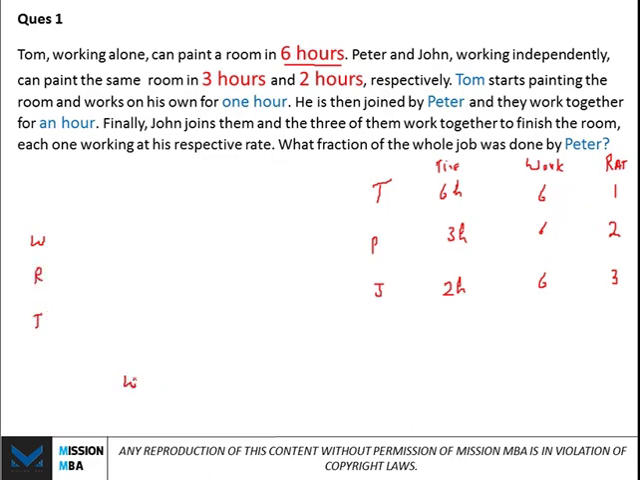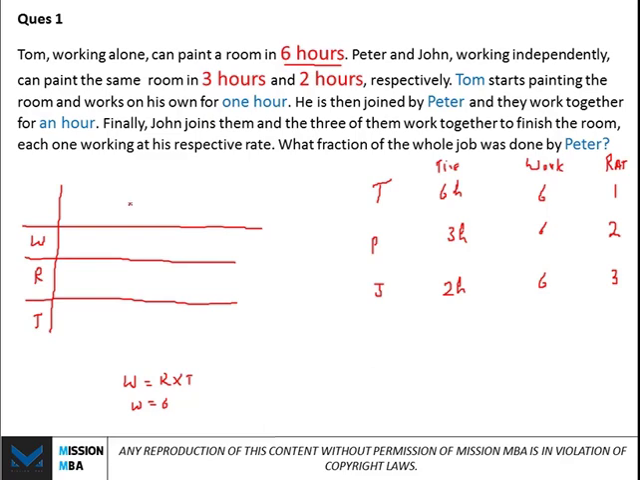Now we can simply draw our work, rate and time table, where we know that work equals rate into time. Total work we know is 6. And let's just draw the scenario and make it very simple in just a flowchart. You won't require any calculation and it will just take 20 seconds from here. So Tom starts painting the room and works on his own for 1 hour. So first hour, who is working? Only Tom is working. And we know Tom's rate and that's 1. So how much work is done? 1.